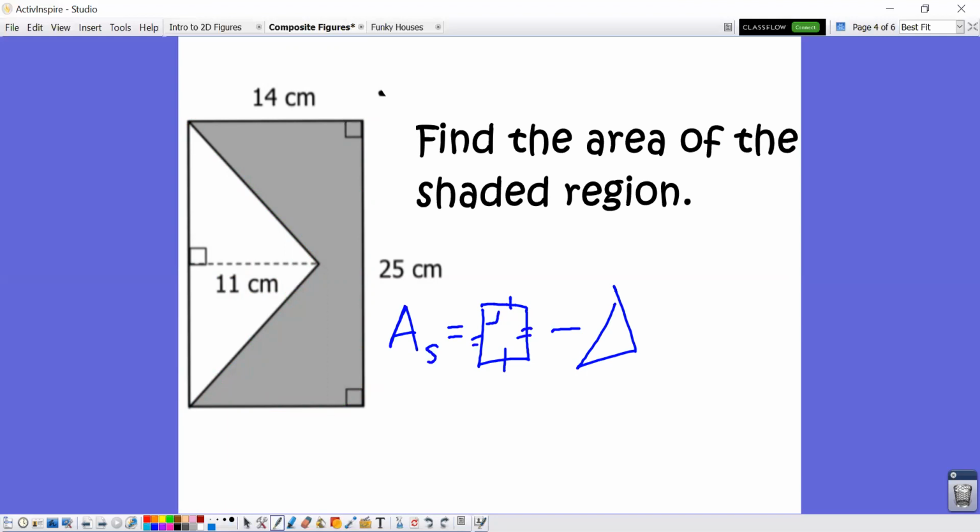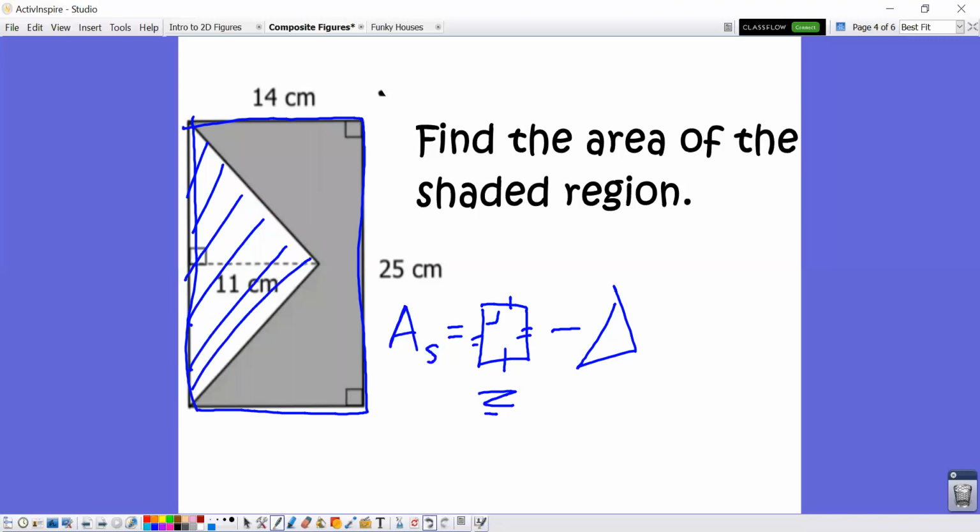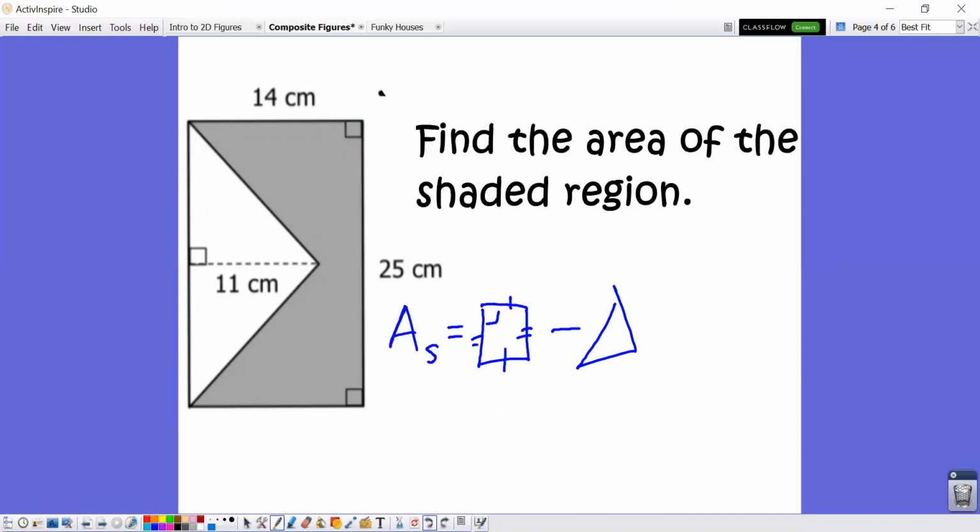So the rectangle is the outer figure. That's why we are starting with that one. We have a big rectangle and we're trying to cut out that triangle. If we flip that equation around and we try to subtract the rectangle from the triangle, we're going to get a negative value for area, which is not a reasonable solution. So if you get a negative area, go back and double check your work, see what you did.